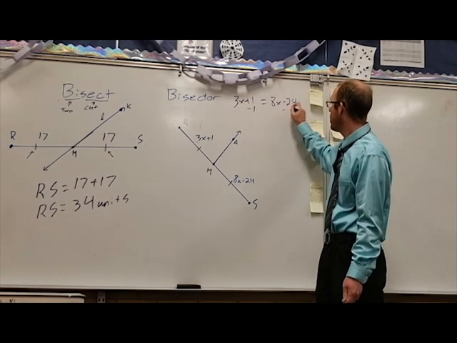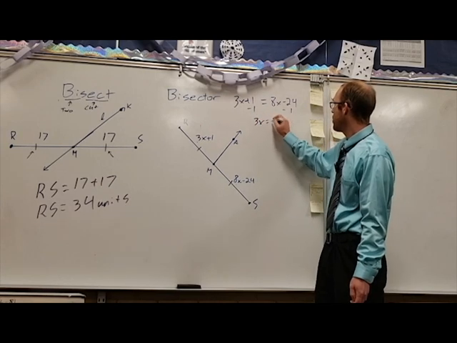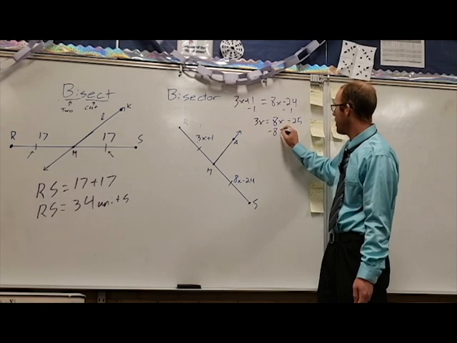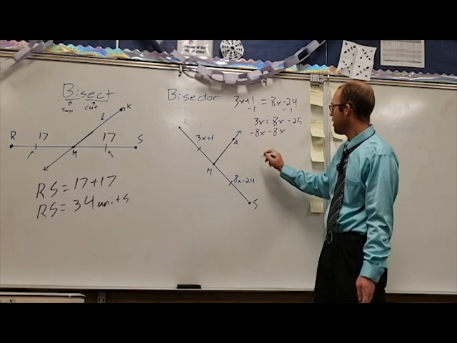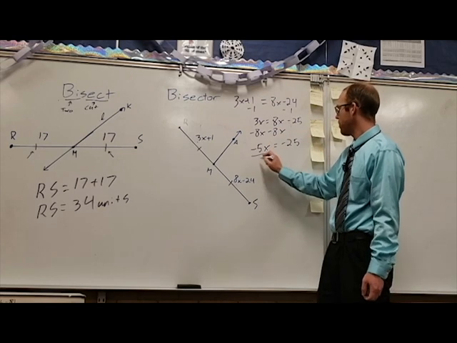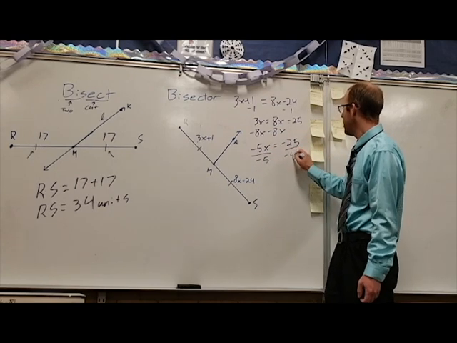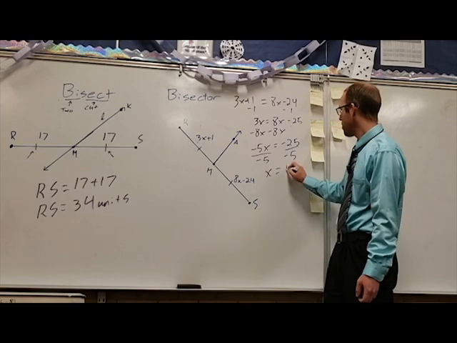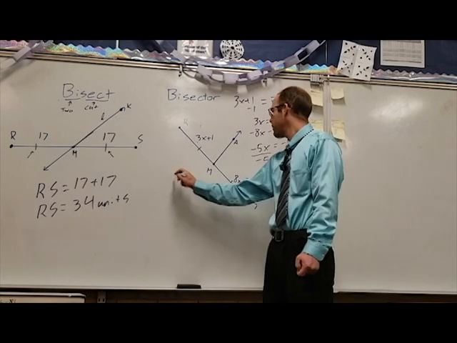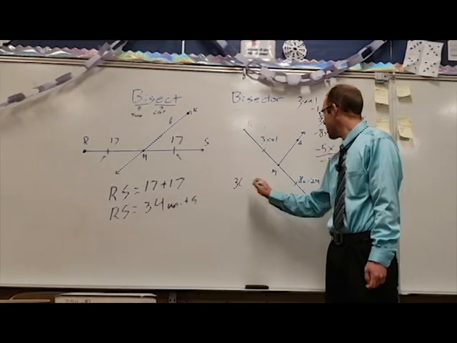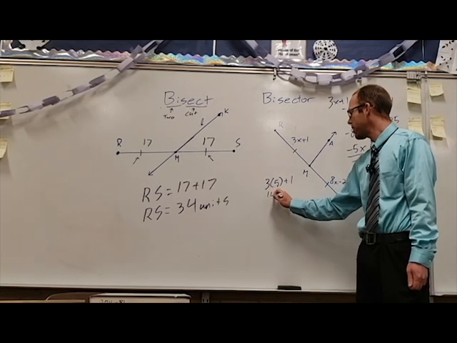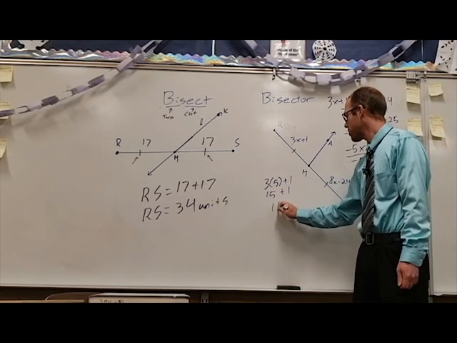So we'll subtract 1. That gives us 3x equals 8x minus 25. Subtract that 8x to get those x terms together. We get negative 5x equals negative 25. And then we'll divide by negative 5 to get x equals positive 5. Let's plug that in here and here to see if we got it correct. So we get 3 times 5 plus 1. 3 times 5 is 15 plus 1, which gives us a total of 16.